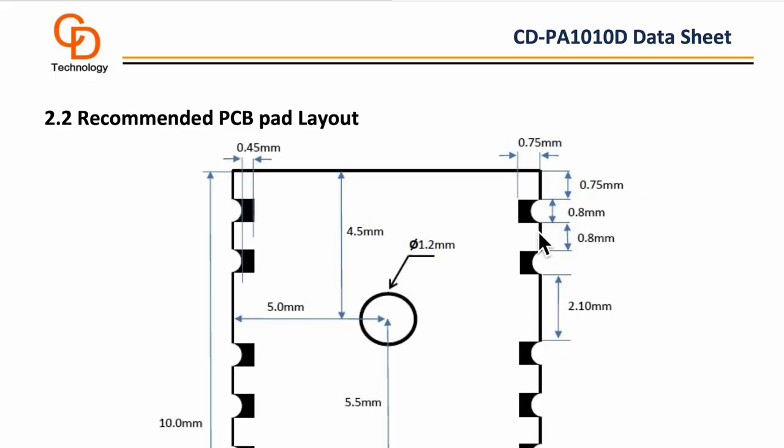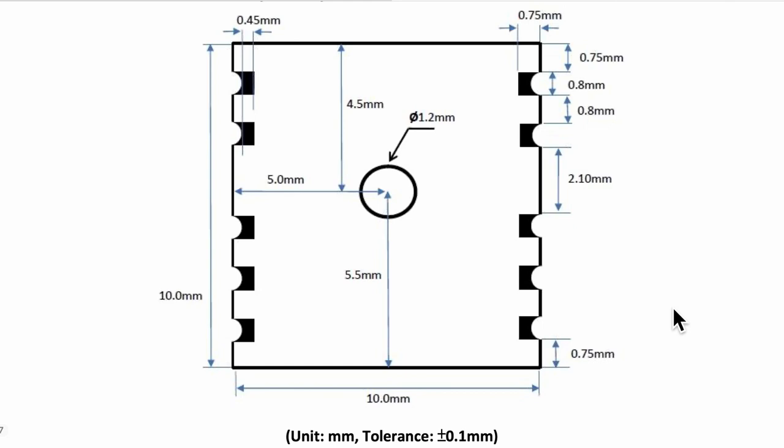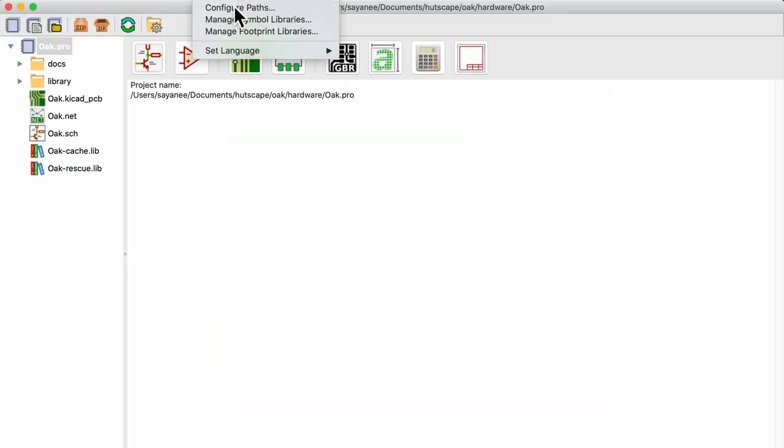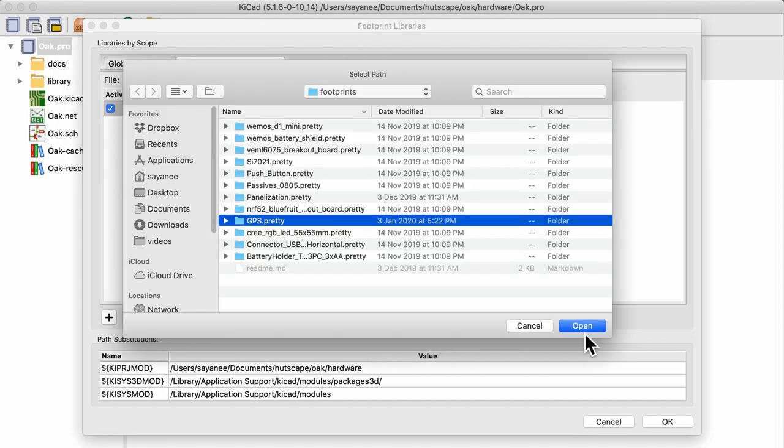But sometimes these packages are absolutely non-standard. Let's refer to the datasheet once again. For example, the GPS module PA1010D's datasheet shows the mechanical dimensions of this non-standard package. So I referred to it to create a completely new footprint from scratch. In KiCad, we can add this footprint by going to the menu Preferences, Manage Footprint Libraries, choose the Project Specific Libraries, the second tab, and then add a new row and find the newly created footprint.